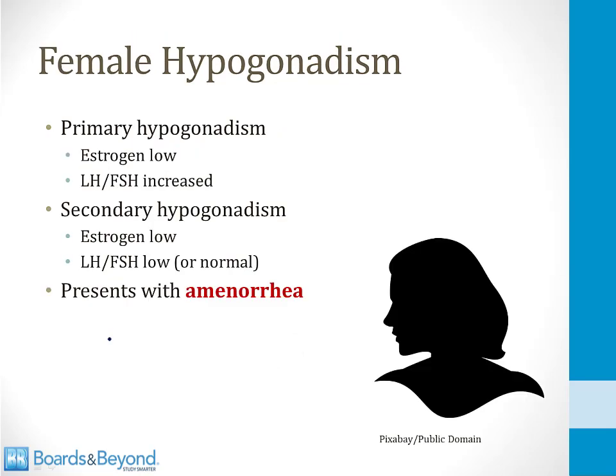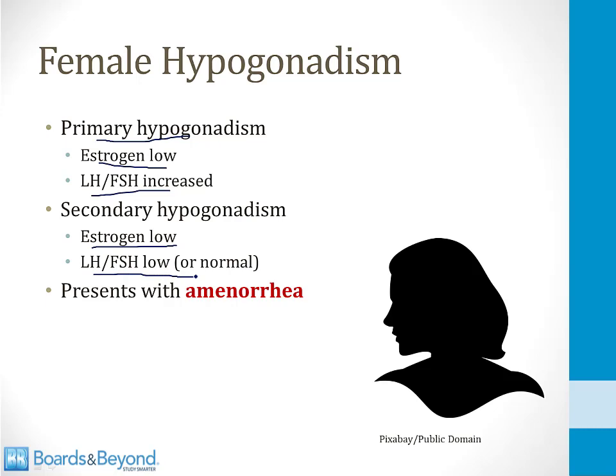So this refers to underactivity of the ovaries and insufficient production of estrogen and progesterone from the ovaries. So in primary hypogonadism involving the female, estrogen levels are low, but LH and FSH are increased. In secondary hypogonadism, estrogen levels are also low, but LH and FSH are low or normal.